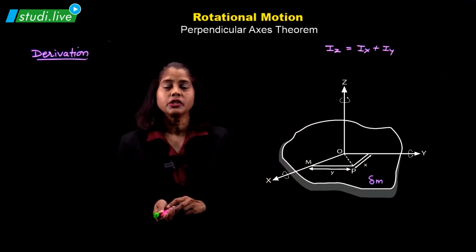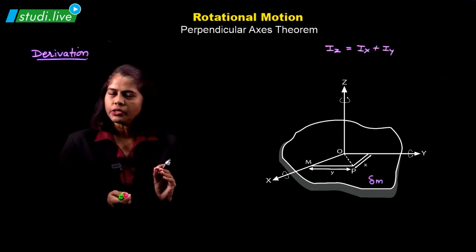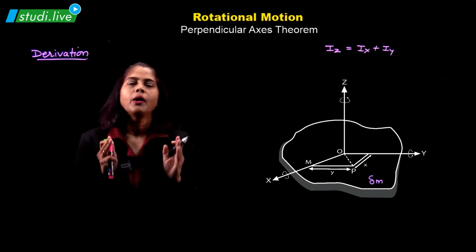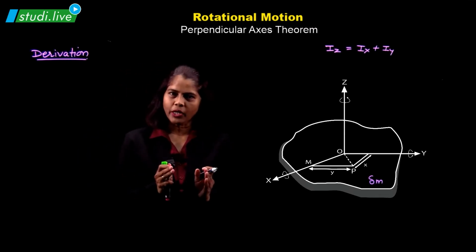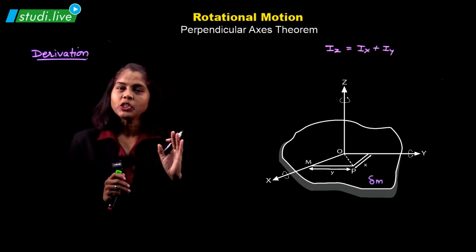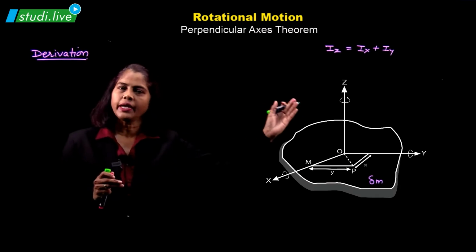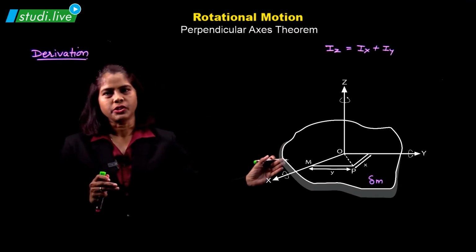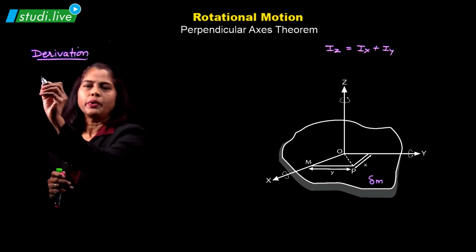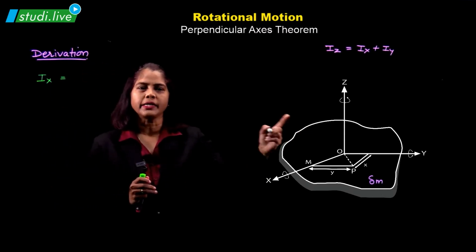Before starting with the derivation, you should know the definition of moment of inertia. Do you remember the definition? What was that? It is the sum of the product of mass of the body and square of perpendicular distance between particle and axis of rotation. Here 3 axes are there, so 3 moments of inertia. Okay, so let us write the first one. Say Ix, meaning moment of inertia about x axis.